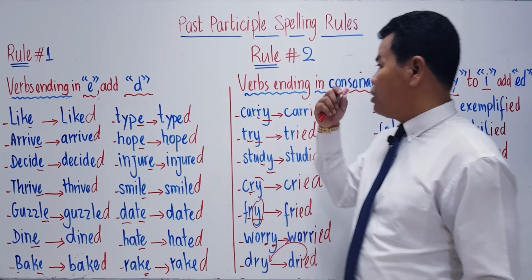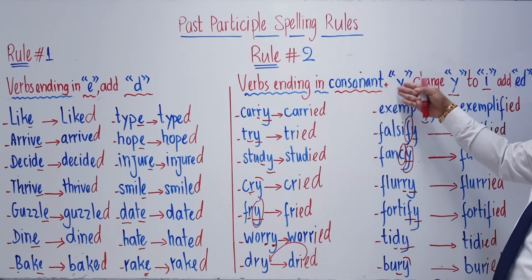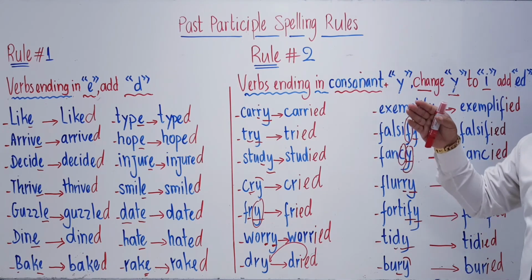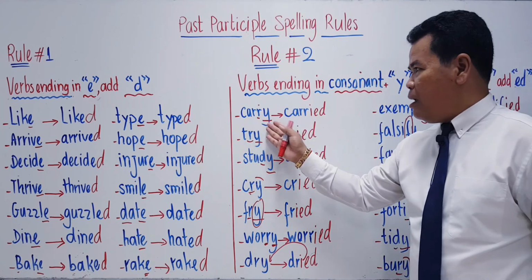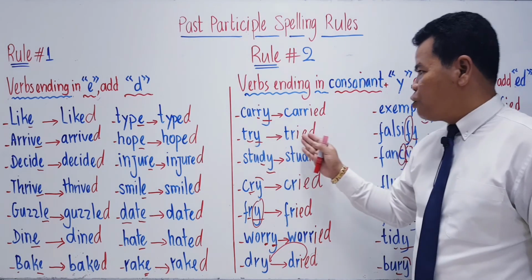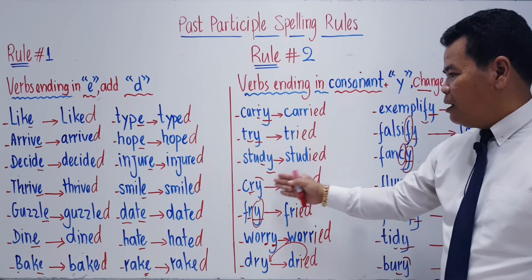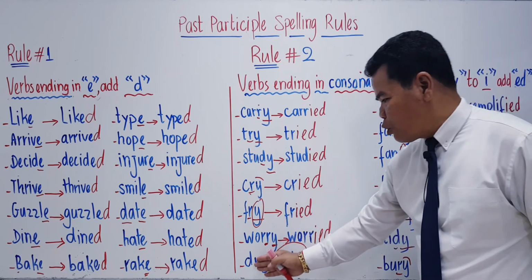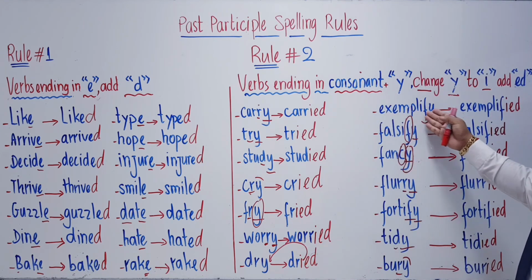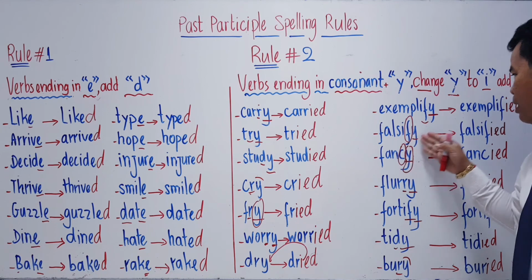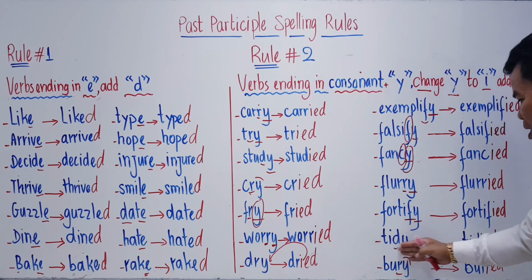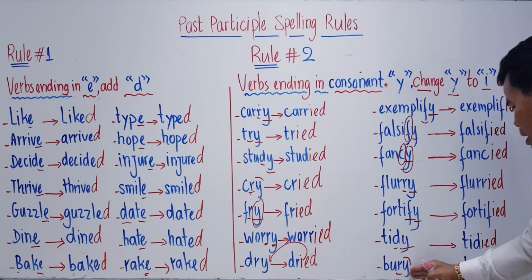So let's go to rule number 2, faster. Verbs ending in a consonant plus Y, change letter Y to letter I, and don't forget to add ED at the end of the verb after changing to letter I. Carry, carried. Try, tried. Study, studied. Cry, cried. Fry, fried. Worry, worried. Dry, dried. Exemplify, exemplified. Falsify, falsified. Fancy, fancied. Flurry, flurried. Fortify, fortified. Tidy, tidied. Bury, buried.